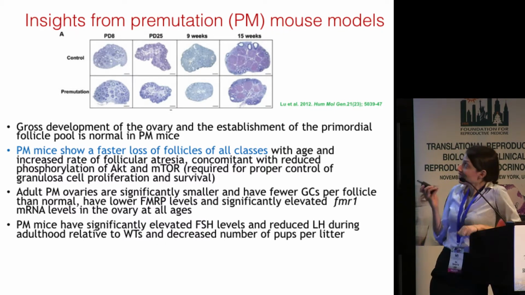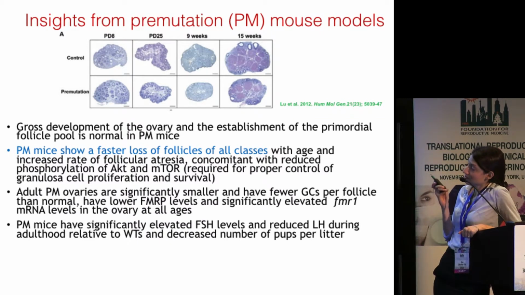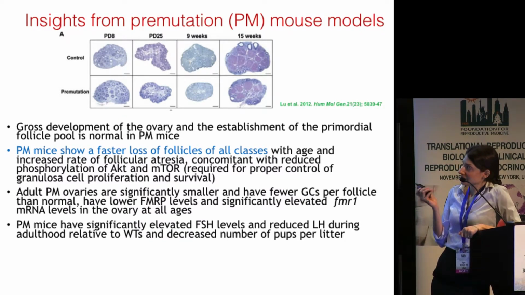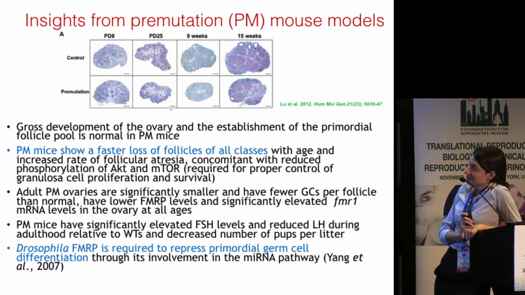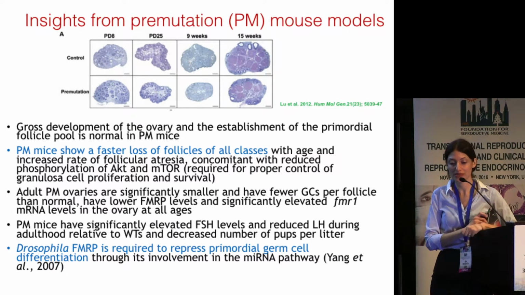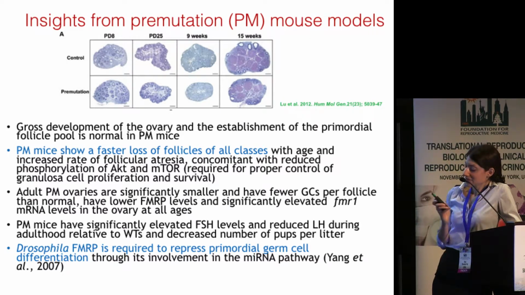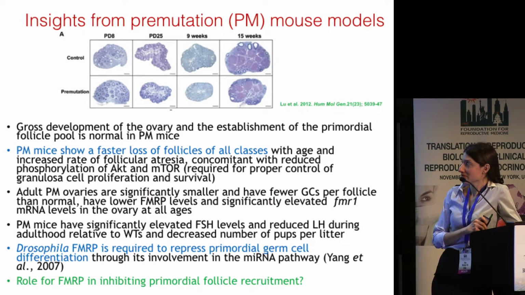So now I highlighted this faster loss of follicles of all classes because I'm actually going to bring up Drosophila models in which FMR was shown to be required for suppressing primordial germ cell differentiation. These two things are reminiscent of the AMH null phenotype, which I will show soon. But they also suggest a role for FMRP in inhibiting primordial follicle recruitment.